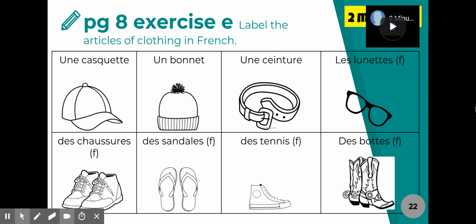Okay, so you need to write these down. Une casquette, un bonnet, une ceinture, les lunettes, des chaussures, des sandals, des tennis, et des bottes. Guest teacher, please pause the video, and this should take them about 2 minutes to copy all of these down.